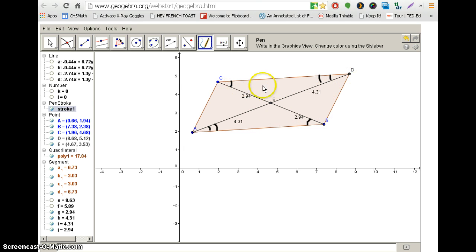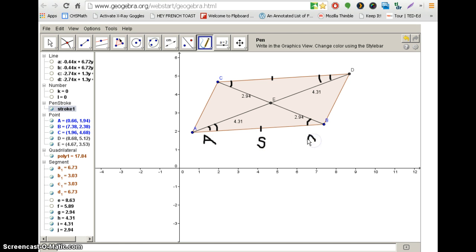So we have two angles that are congruent, and then we've already proven that opposite sides are congruent. So now we have something that we call angle side angle.